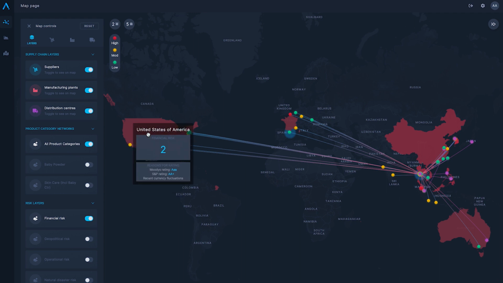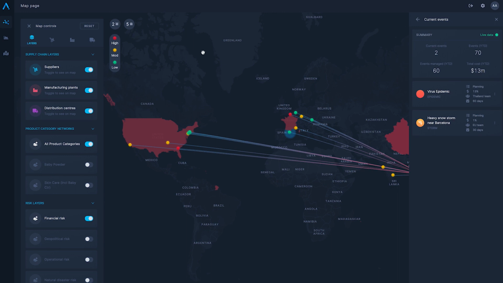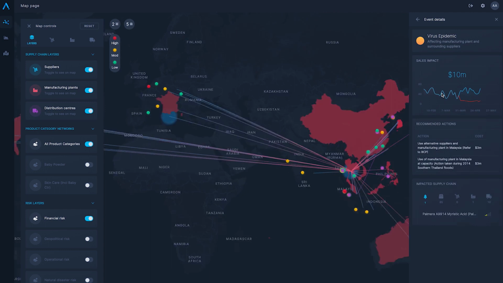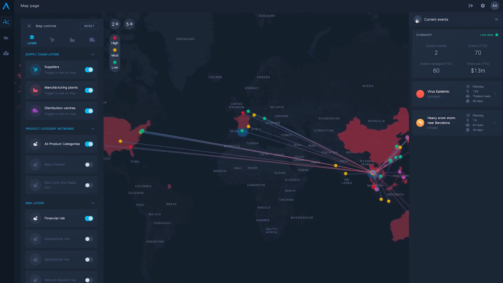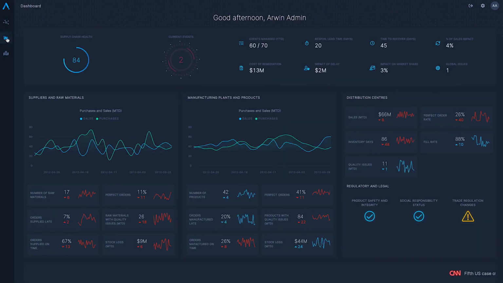For instance, exploring the current impact of the coronavirus pandemic affecting a manufacturing plant in Thailand, we can see the sales impact to be $10 million and visualize the distributors that are affected. There are several recommended options which relate directly to your business continuity plan or past events. The Predictive Supply Chain Management solution can offer additional planning capability which utilizes machine learning and past decisions to provide an optimal solution for an incident.